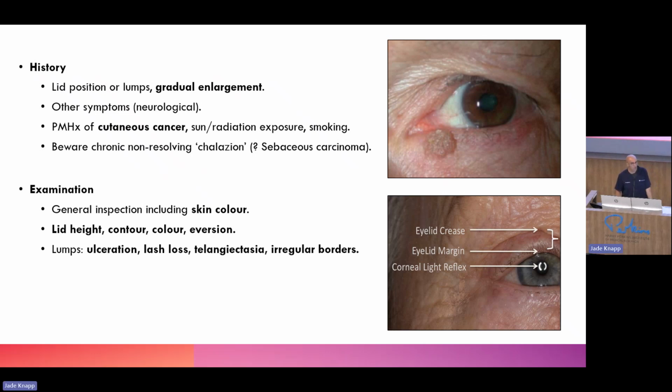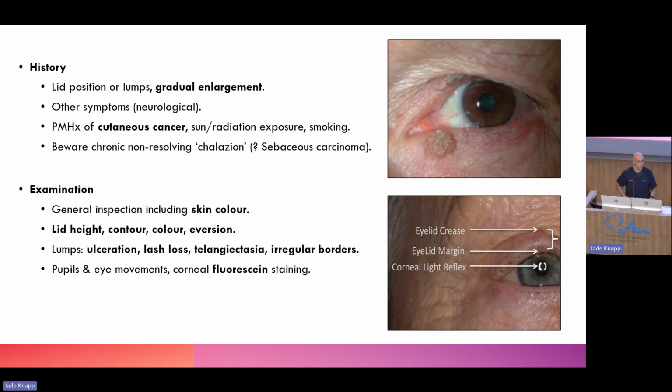As far as lumps go, these are the critical things to look for to try and differentiate between a benign lump and a neoplastic lump, right? So ulceration: if there's a central ulcer, benign lesions don't do that. If there's loss of eyelashes, we call that madarosis, but you can just call it lash loss. So adjacent or within the lump, have you lost eyelashes? Are there lots of blood vessels, telangiectasia, in and around the lump? And do the borders look somewhat regular or very, very irregular? Irregular being worse. They're the sort of things to look for.